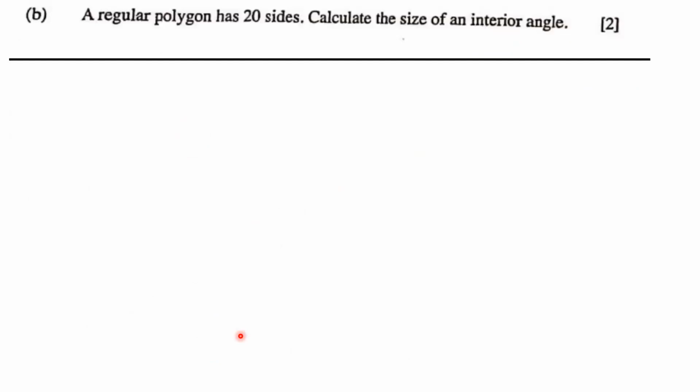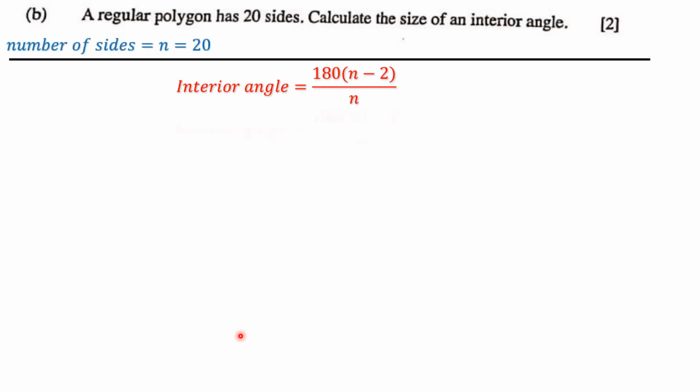Here it says that a regular polygon has 20 sides. Calculate the size of an interior angle. So in order to do this, we have to use the formula. The formula states that an interior angle is going to be equal to 180 multiplied by n minus 2 all over n, where n is the number of sides. They already tell you that the number of sides for this polygon is 20. And so we're going to replace n with 20. So it's going to be 180 multiplied by 20 minus 2 all over 20.